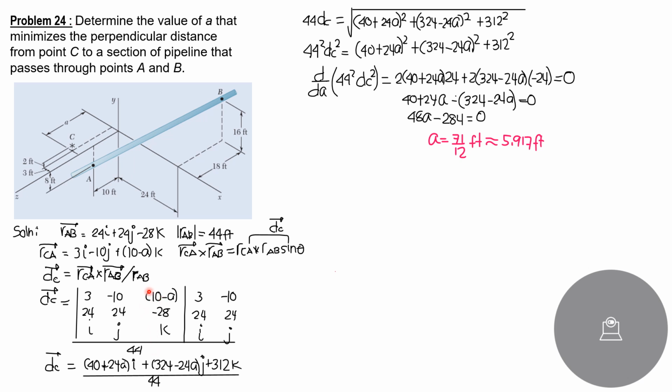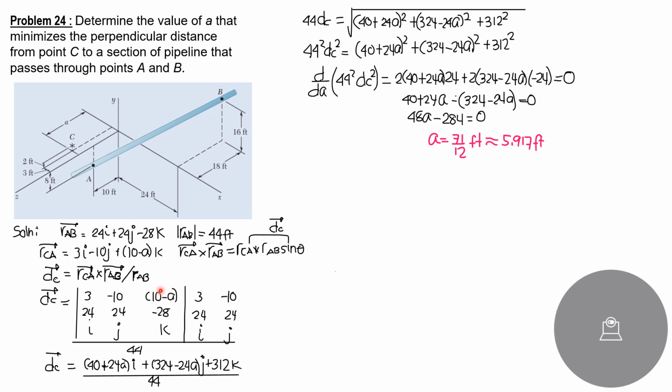So simplifying, we have for i: negative 10 times negative 28, that's 280, minus 24 times (10 minus a), so minus 240. That's why you have 40, and minus of negative 24a is positive 24a. Then the quantity 40 plus 24a i is the vector expression for d sub c.